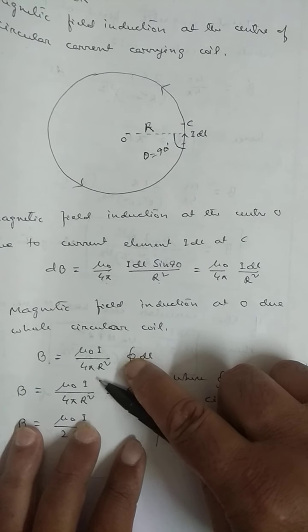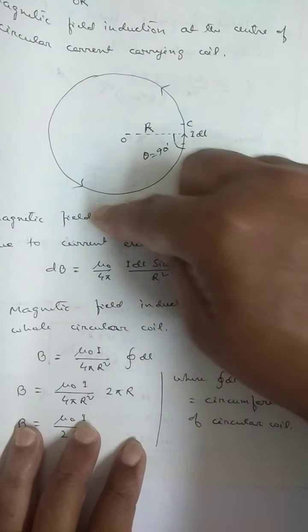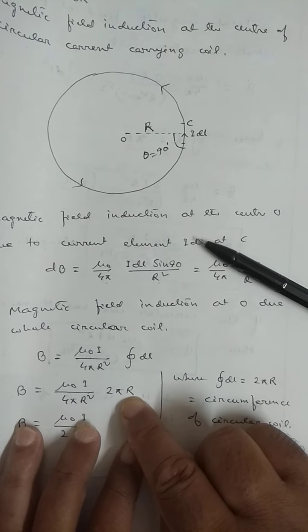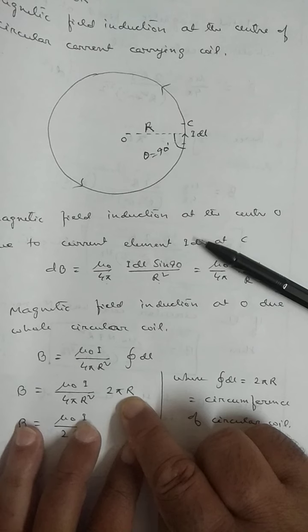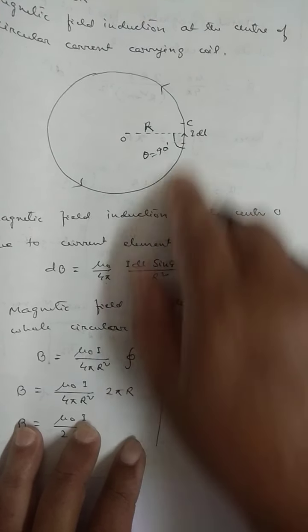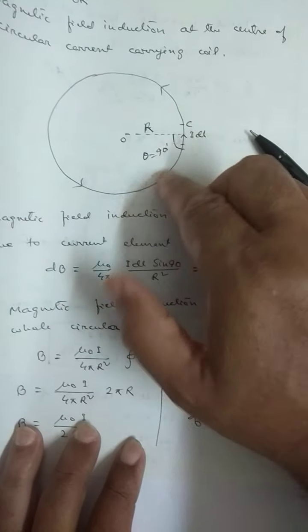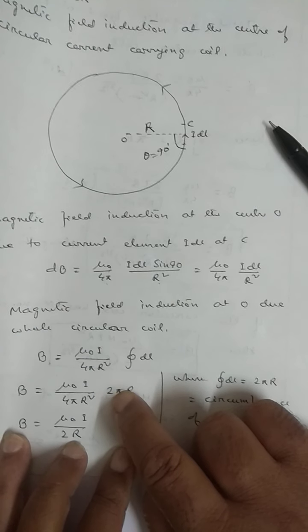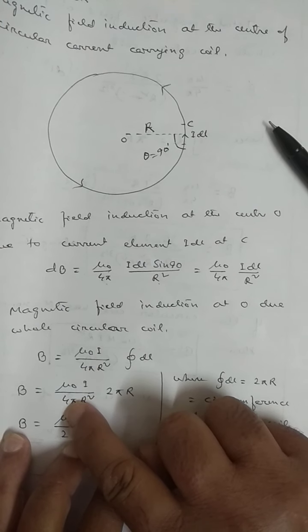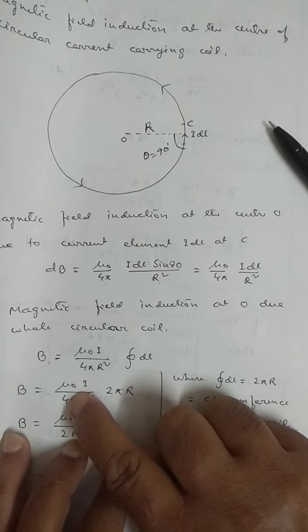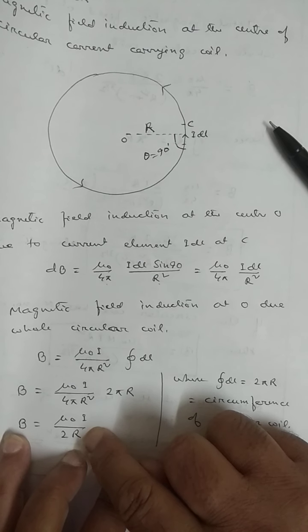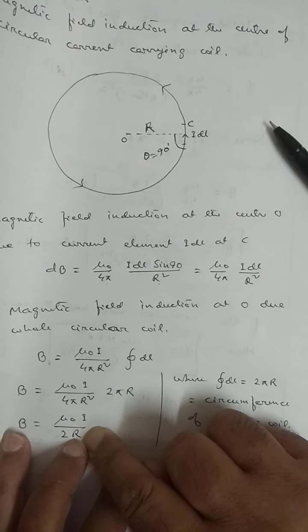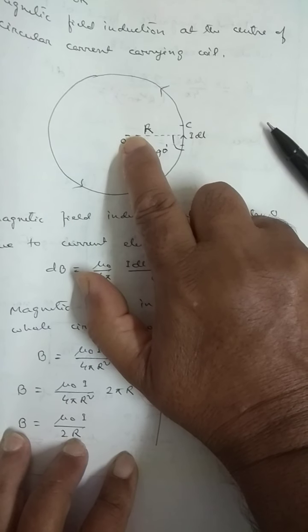So what is the integration of dl around the whole circle? It is twice pi r, the circumference of the circular coil. We know that integration is nothing but addition. So if I add all the current elements in the whole circular coil, I will get the circumference of the circle, which is twice pi r. These 2 pi and this pi get cancelled, and 2 and 4, one 2 gets cancelled. So this is mu 0 I by twice r. So this is the magnetic field induction at the center of the circular coil.